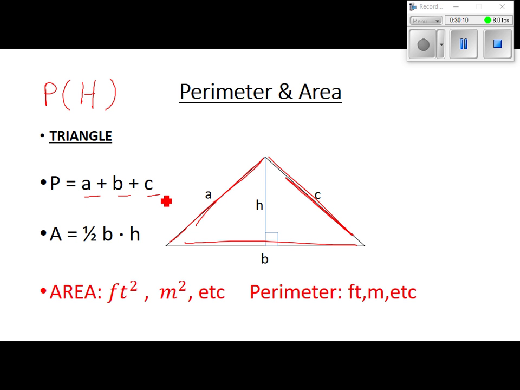Just add them together. Is geometry easier than algebra one? I don't know. Find out as we go. It's so far easier, but I don't know about that.